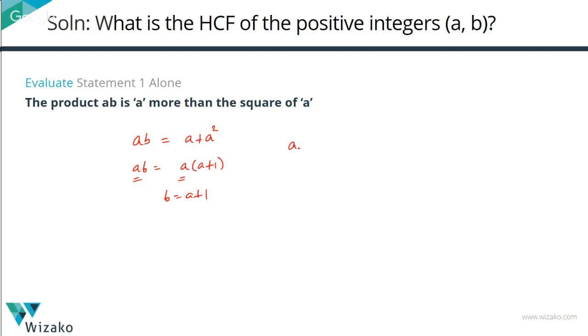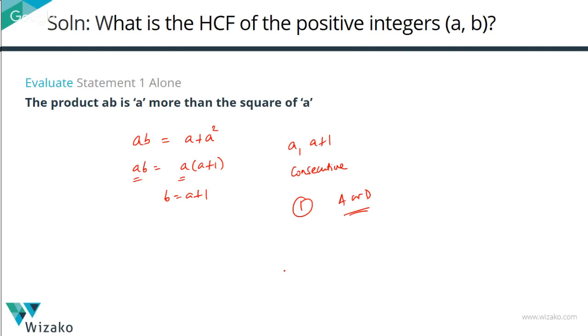So what do we have? We have one number A and we have B, which is equal to A plus 1. This translates to the fact that these two numbers are consecutive positive integers. Consecutive positive integers are always co-prime, which means the HCF of these two numbers is going to be 1. So using statement 1, we could get a unique value for the HCF. Statement 1 alone is sufficient. Choice A or D is going to be the answer to this.